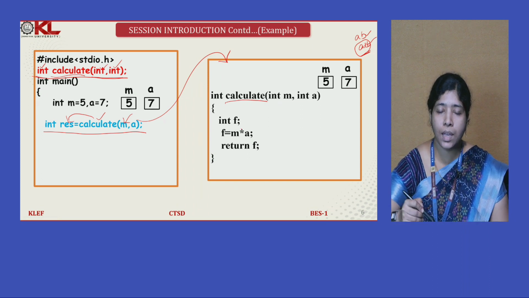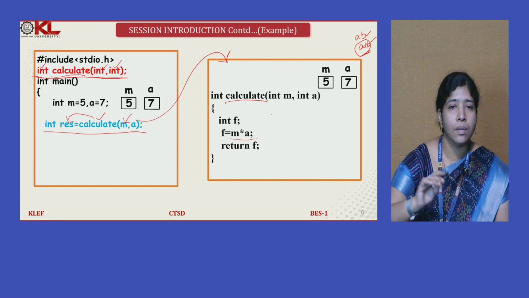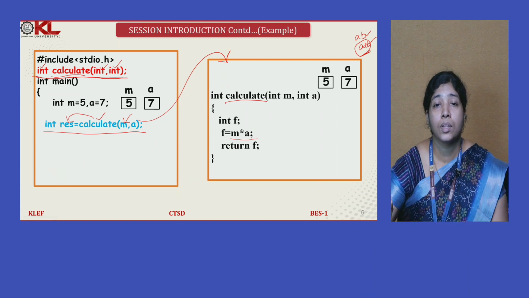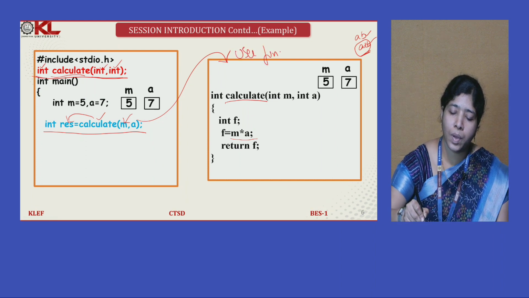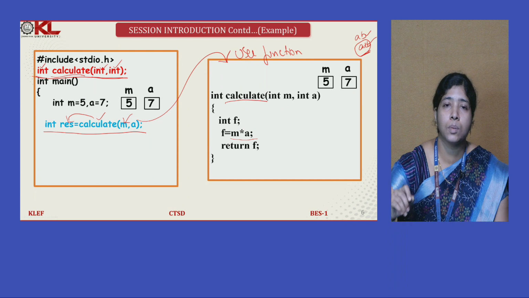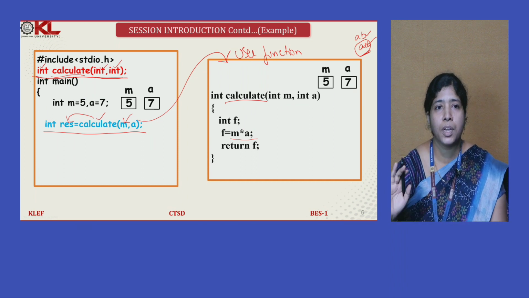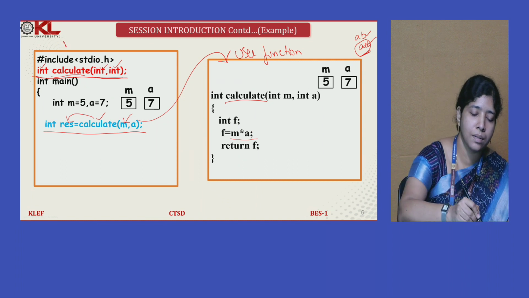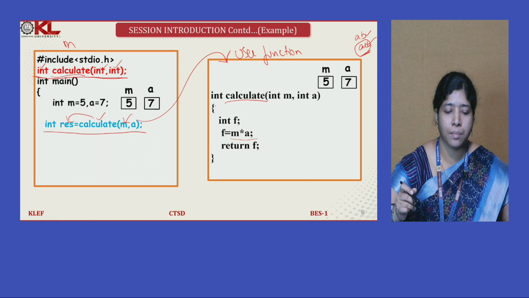Now again I have taken a variable f. Now I calculated f equals m into a. Can you see where the processing part is right now? The processing part is done in the user function. A user function is wherever I want to do some work, I name one function for that and perform the calculation there. And this is the main method.